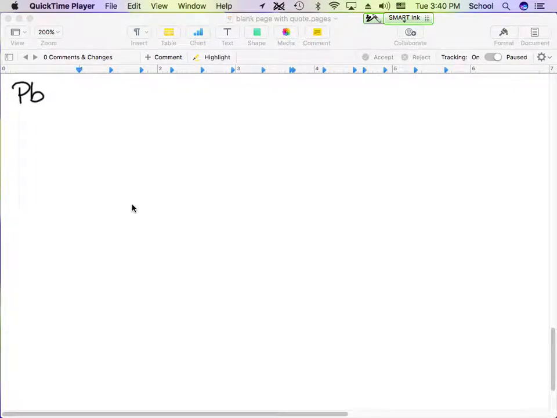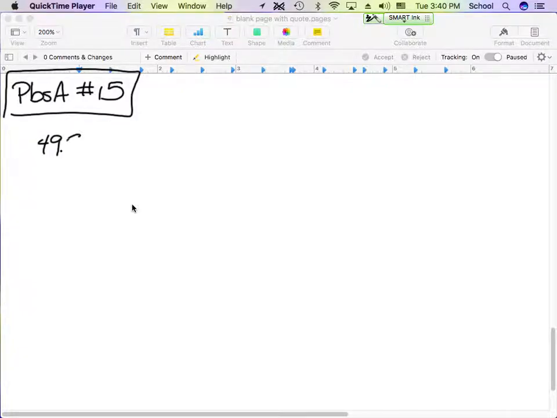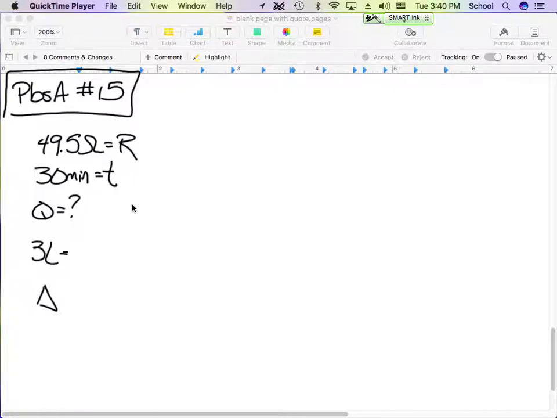So this is problem A, number 15. And in problem A, number 15, we have a coffee pot that has a heating element with a resistance of 49.5 ohms. And it says the coffee pot is on for 30 minutes. So that's clearly a time. And we want to know how much heat is released. So we're looking for Q to begin with. Then it says if it contains 3 liters of water, how much of a temperature change was there? So we're also looking for delta T.